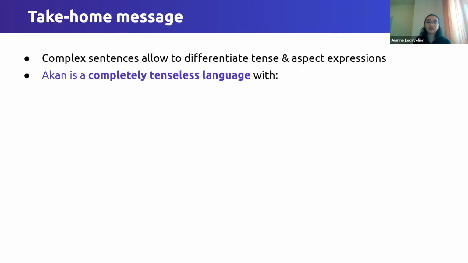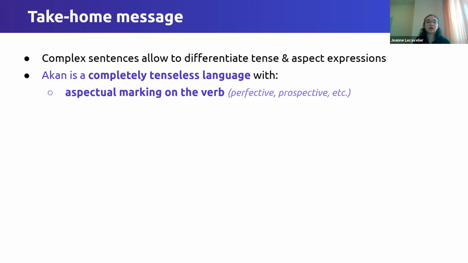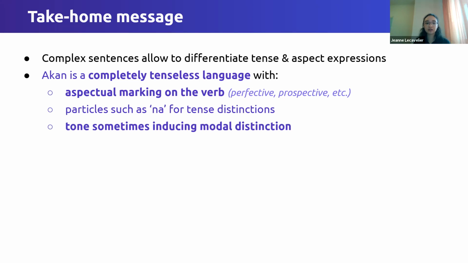And as for Akan, it's a completely tenseless language without any tense, at least expressed in the verb, of course. There is aspectual marking of the verb, so there is perfective, prospective, and some other aspects. And if you want to make some tense distinction, you would need some perfect expression or particles such as now, which codes past.